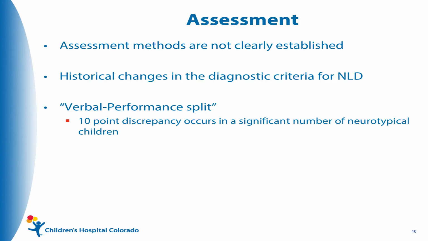A lot of the early research talked about this verbal performance split, and using a cutoff of 10 points. So if your verbal IQ is 10 points higher than your performance IQ, really using that as a diagnostic criteria. The problem is that a lot of people in the general population have that split, so it's not considered significant or rare, if you will. And so that makes it a little more challenging to say, gosh, that should be a diagnostic criteria when it can be so easily applied to other populations.